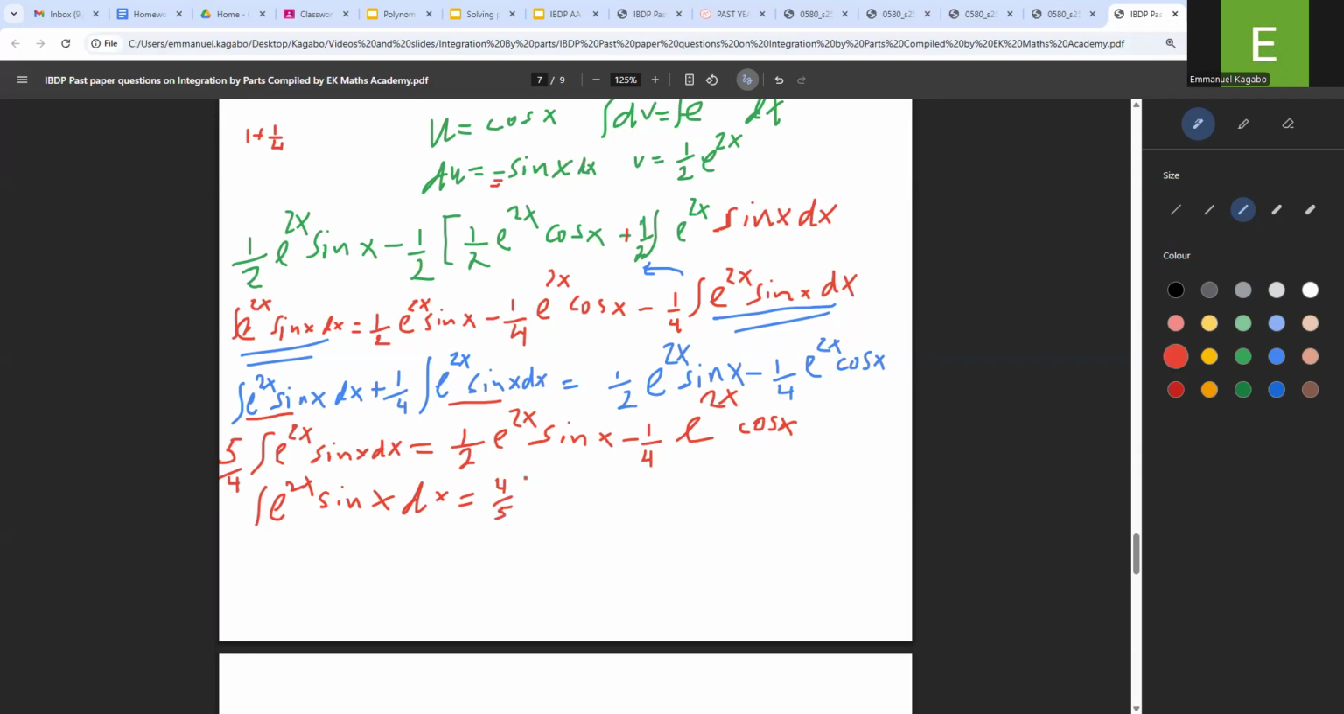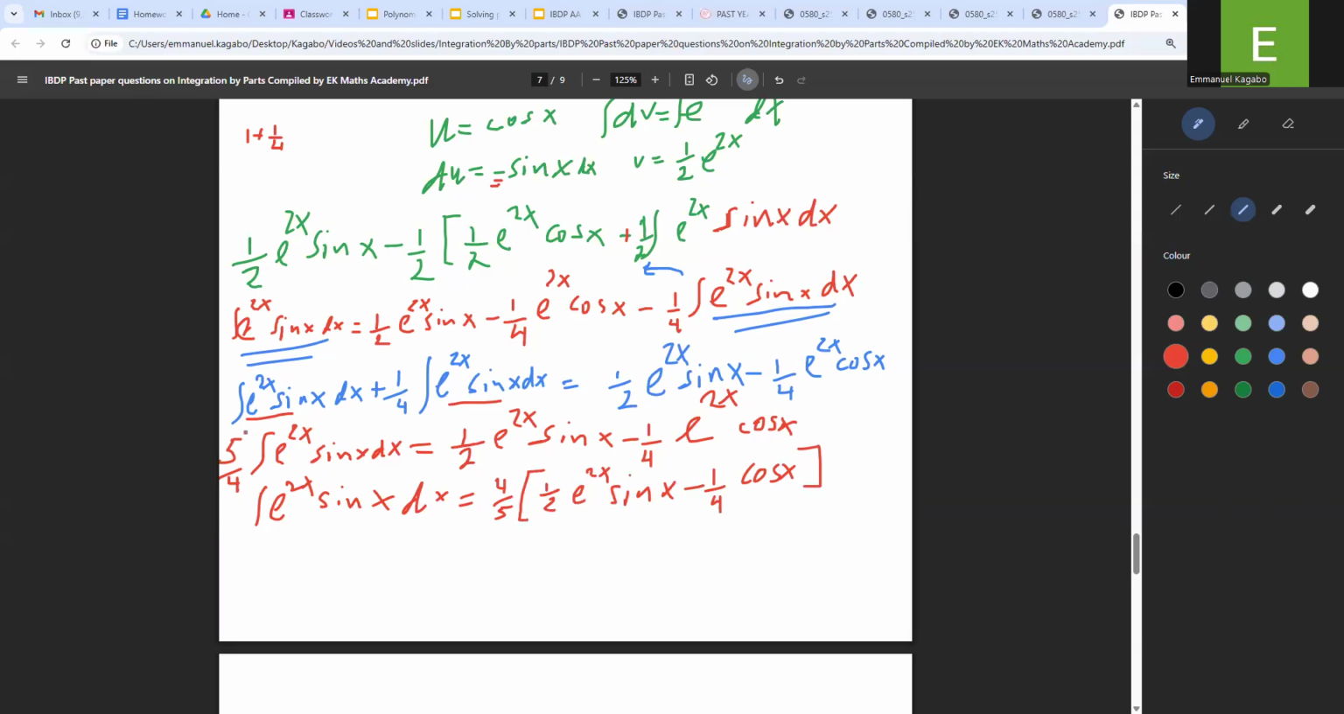bracket. Let me keep it outside the bracket. Oh, I multiply. Are you not mathematician? Let me keep it there. So it's 1 over 2 e power 2x sine x minus 1 over 4 cos x.